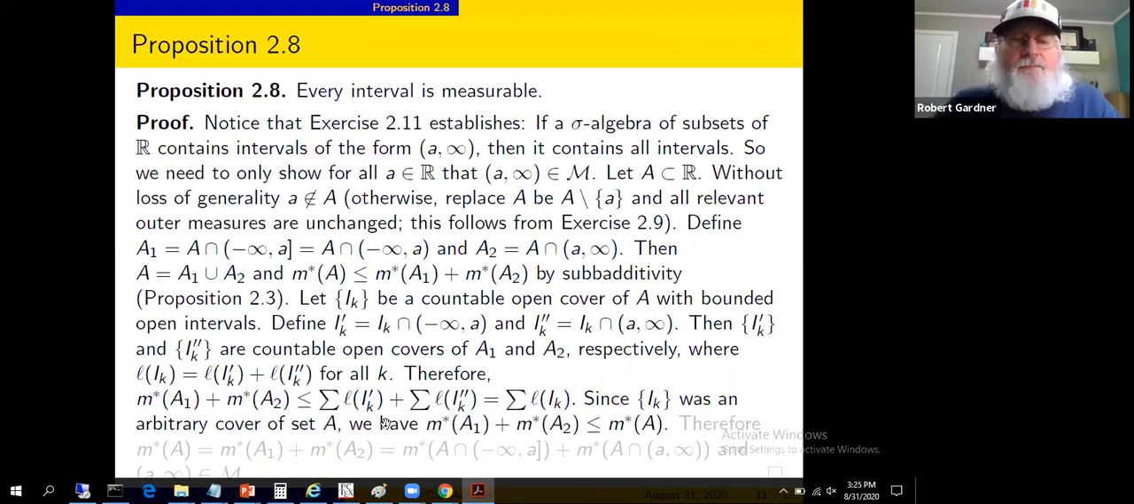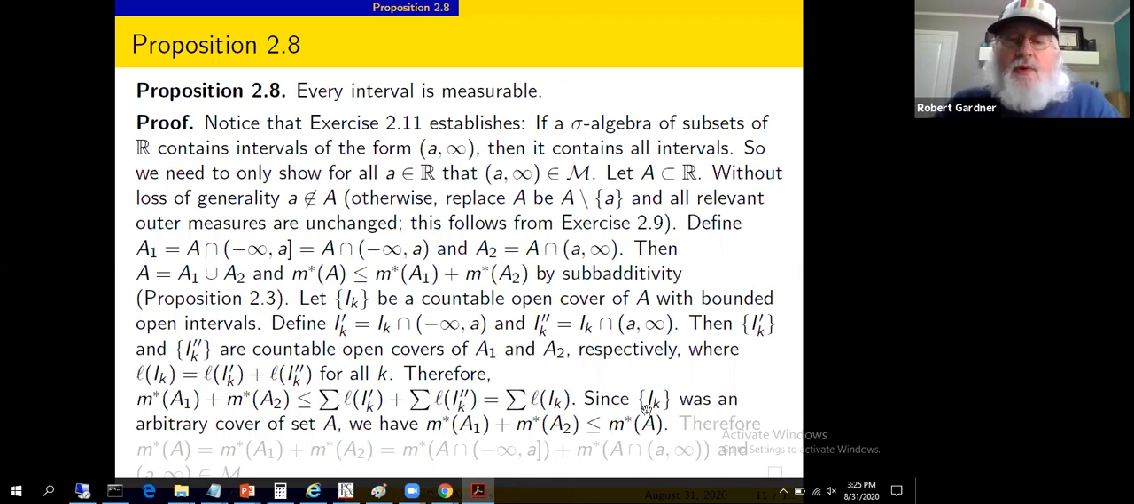Hey, but wait, for any value k, I know when I add the length of I sub k prime to the length of I sub k double prime, that just gives the length of I sub k. We just observed that. So we can replace this with a sum from k equals 1 to infinity is what we're dealing with here. We started with a countable open cover. K equals 1 to infinity, the lengths of the I sub k's.